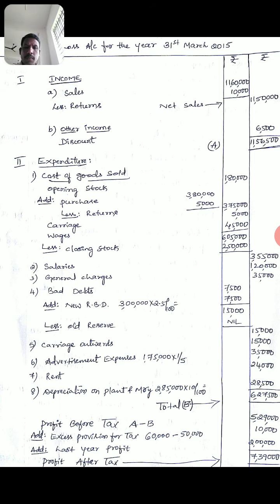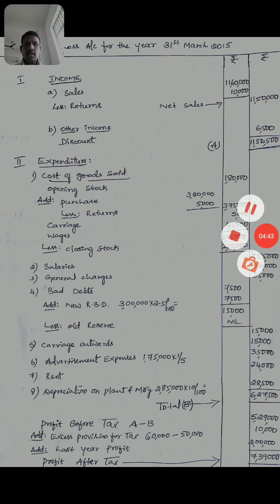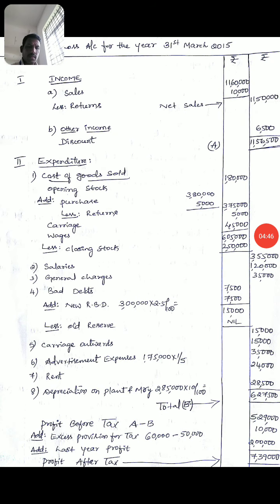Next, carriage outwards of rupees 15,000. Next, advertisement expenses. In the problem they have given 1,75,000 as advertisement expenses, but in adjustment C they have given that advertising expenses are to be spread over 5 years. That means whatever amount is given in the problem, rupees 1,75,000, should be spread over 5 years. If you calculate 1,75,000 into 1 by 5, it comes to 35,000. So this 35,000 will be taken for the current year.